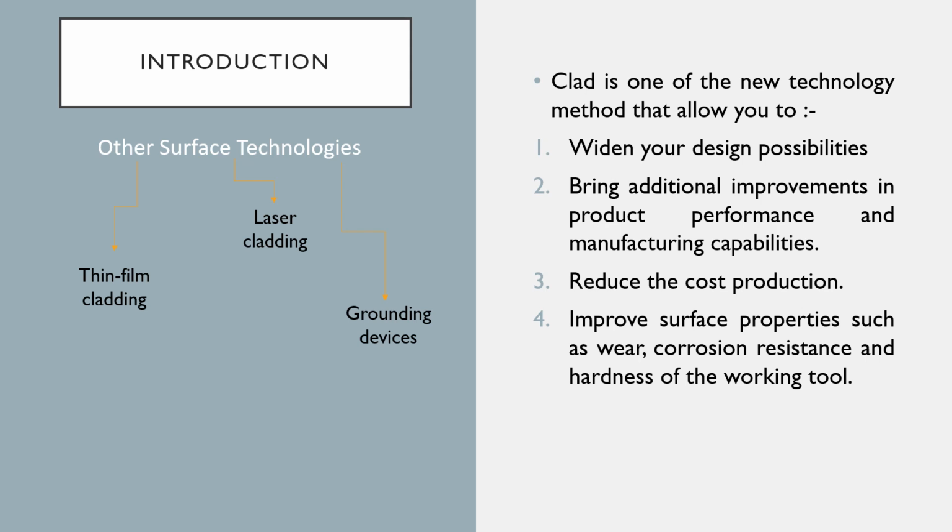Introduction to copper-clad stainless steel. Cladding is one of the new technology methods that allow you to widen your design possibilities, bring additional improvements in product performance and manufacturing capabilities. It will also reduce production cost and improve surface properties such as wear, corrosion resistance, and hardness of the working tool.